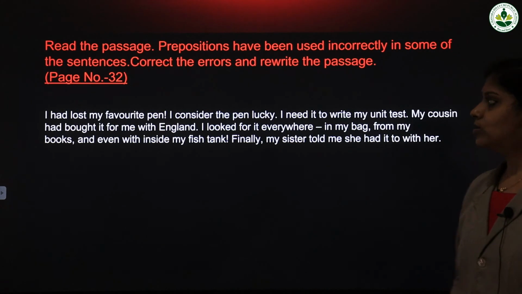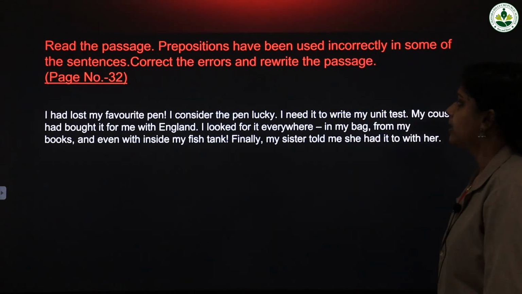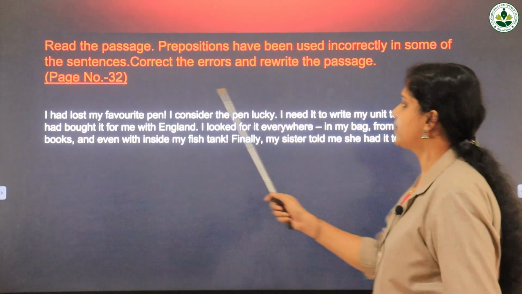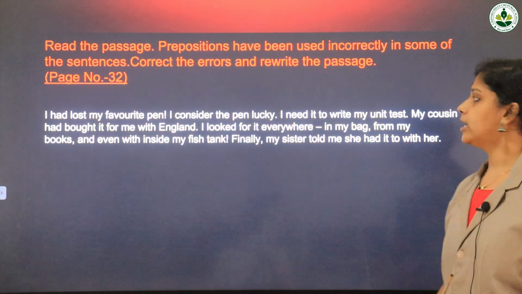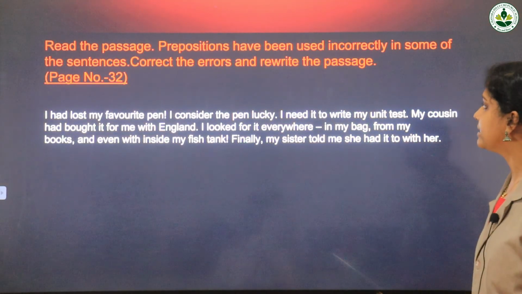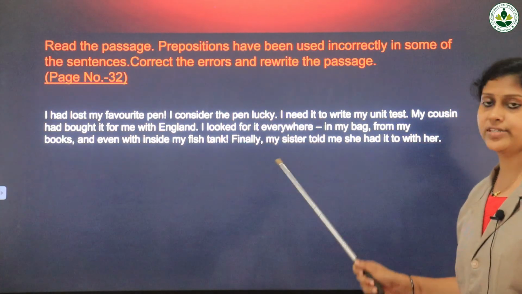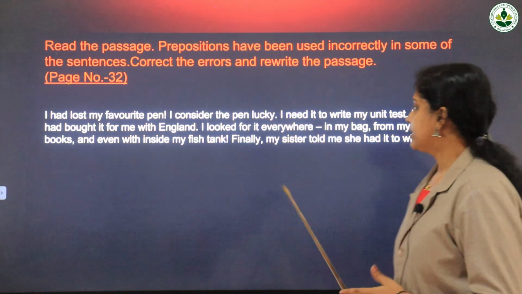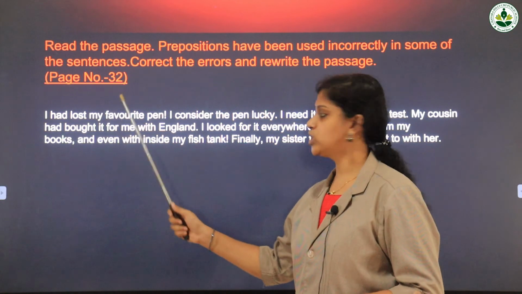Yes. Now let's do a small activity. Read the passage. Prepositions have been used incorrectly in some of the sentences. Correct the errors and rewrite the passage. Okay, let me read it for you. Listen carefully. It's from page number 32.